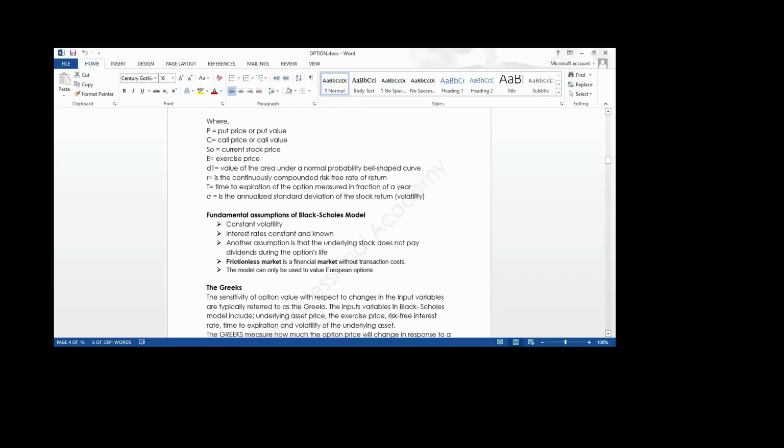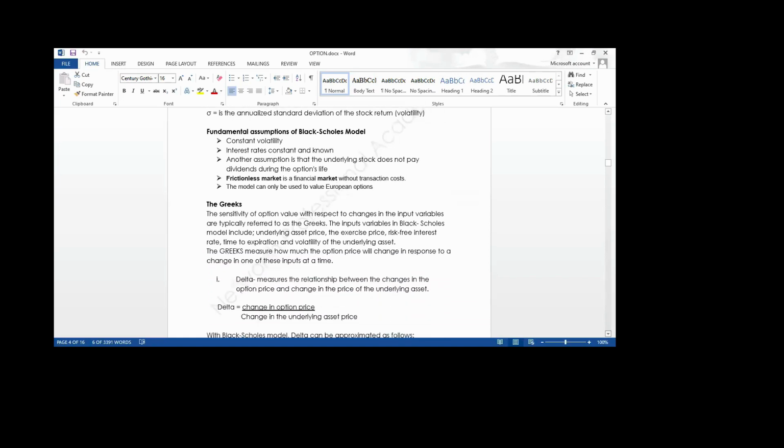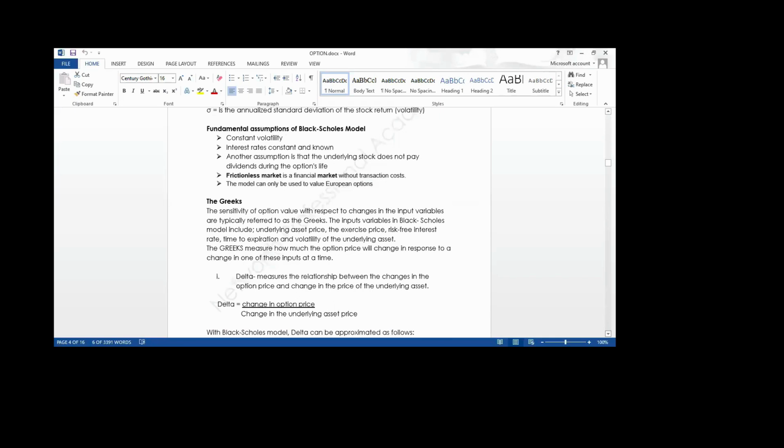We said the Greeks measure the sensitivity of option value to a change in any of the input variables. What are these input variables? Underlying asset price, the exercise price, risk-free rates, time to maturity, and volatility. We now explain the types of Greeks.